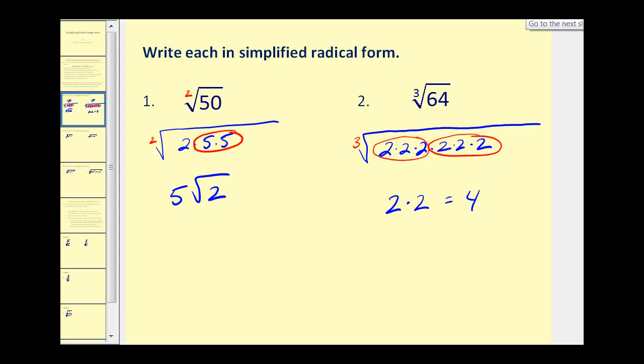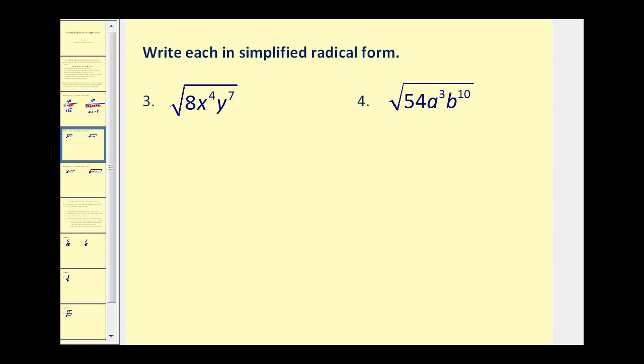Okay, let's go ahead and try two more. Now we have some variables, so we do have to be aware we may need an absolute value on the part that simplifies. Let's go ahead and write out the prime factorization. 8 is equal to 2 times 2 times 2. We have 4 factors of x, 7 factors of y. This is a lot of writing, but I think it is worth it when we're first learning how to do this. Because the index is 2, we'll circle groups of 2.